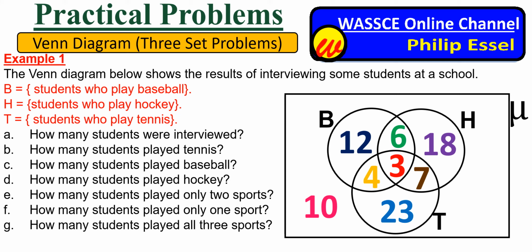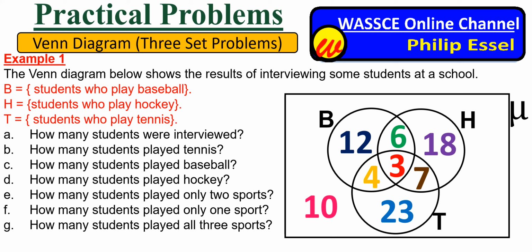A. How many students were interviewed? B. How many students played tennis? C. How many students played baseball? D. How many students played hockey? E. How many students played only 2 sports? F. How many students played only 1 sport? G. How many students played all 3 sports? So that's the question given to us, and that's the diagram we are supposed to use to solve this problem.